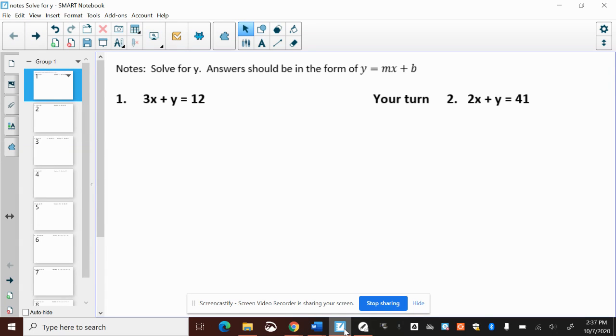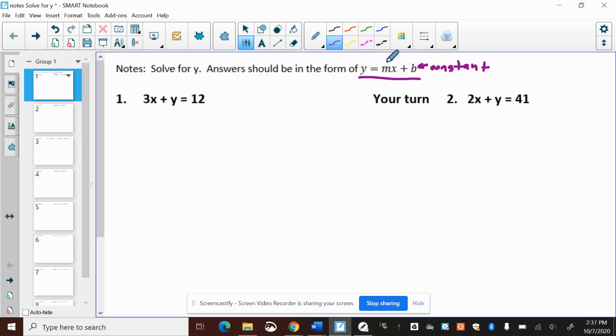Good. Hello, everybody. Today we're going to start our equation solving for y. This will become really important when we start graphing our linear equations. We're going to want to put our equations in this form, y equals mx plus b. In this case, b is going to be your constant or your number. And m is just going to be the coefficient on the x. Eventually that will stand for slope, but we'll talk about that as we move forward.